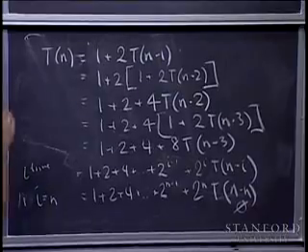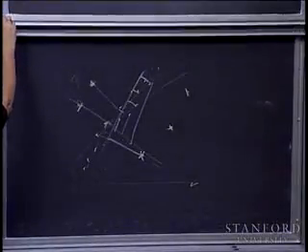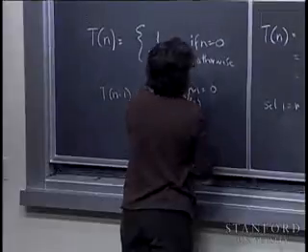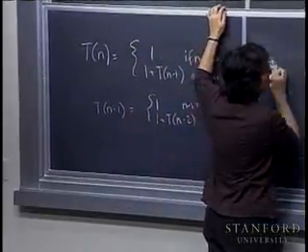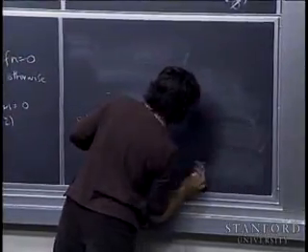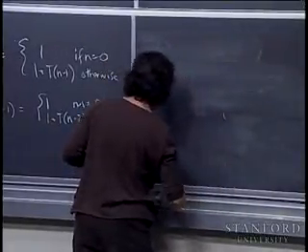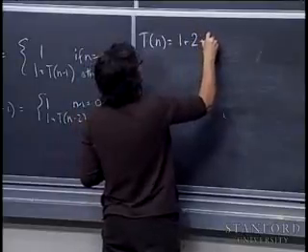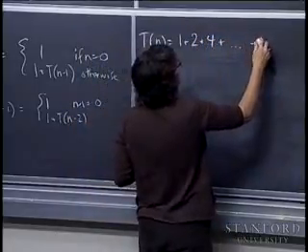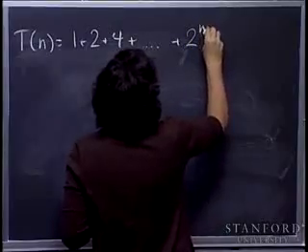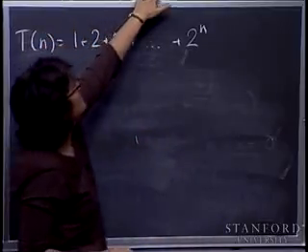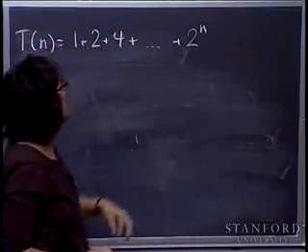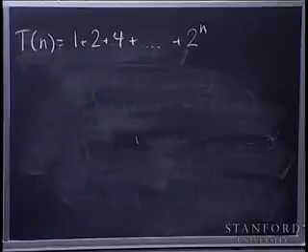So what I got here is T of n is 1 plus 2 plus 4 plus up to 2 to the n minus 1, plus 2 to the n times 1. So I've got the geometric sum here.